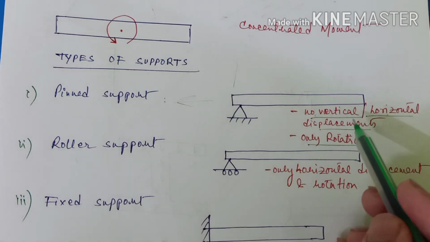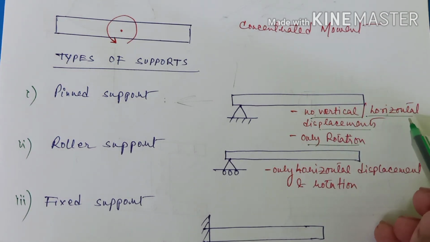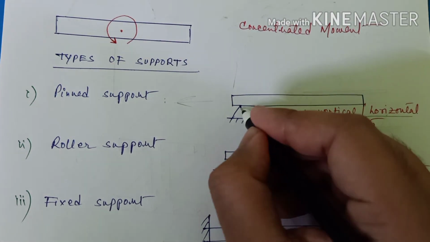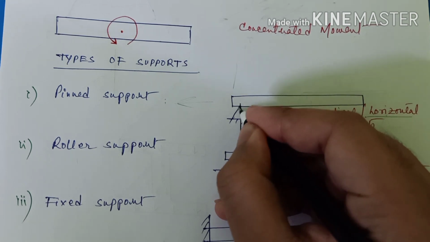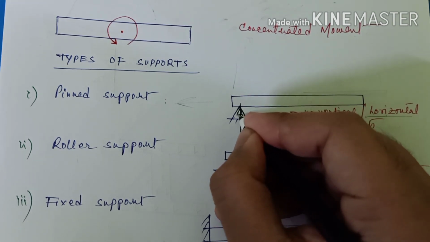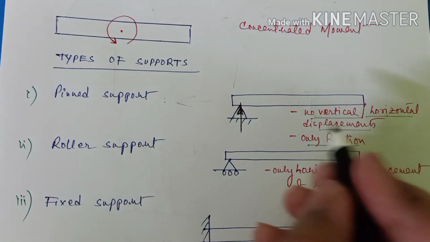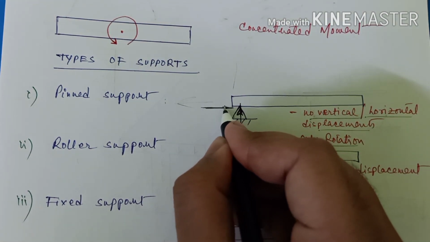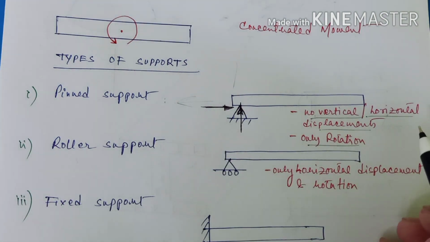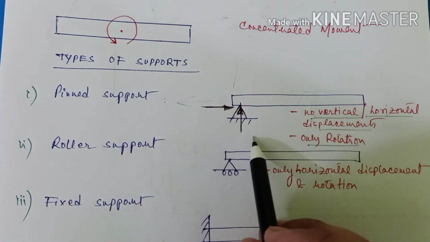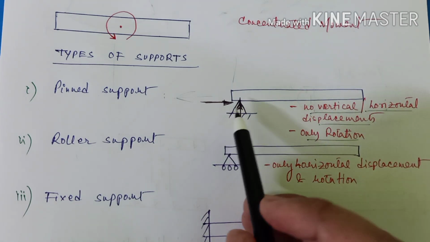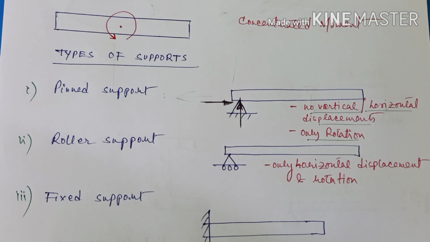So basically, since there are no vertical and horizontal displacements, we will have reactions, right? We will have two kinds of reaction, one in the vertical direction and one in the horizontal direction. Since we don't have any displacements in vertical and horizontal directions, the only thing we will have is the reaction forces acting at the support.